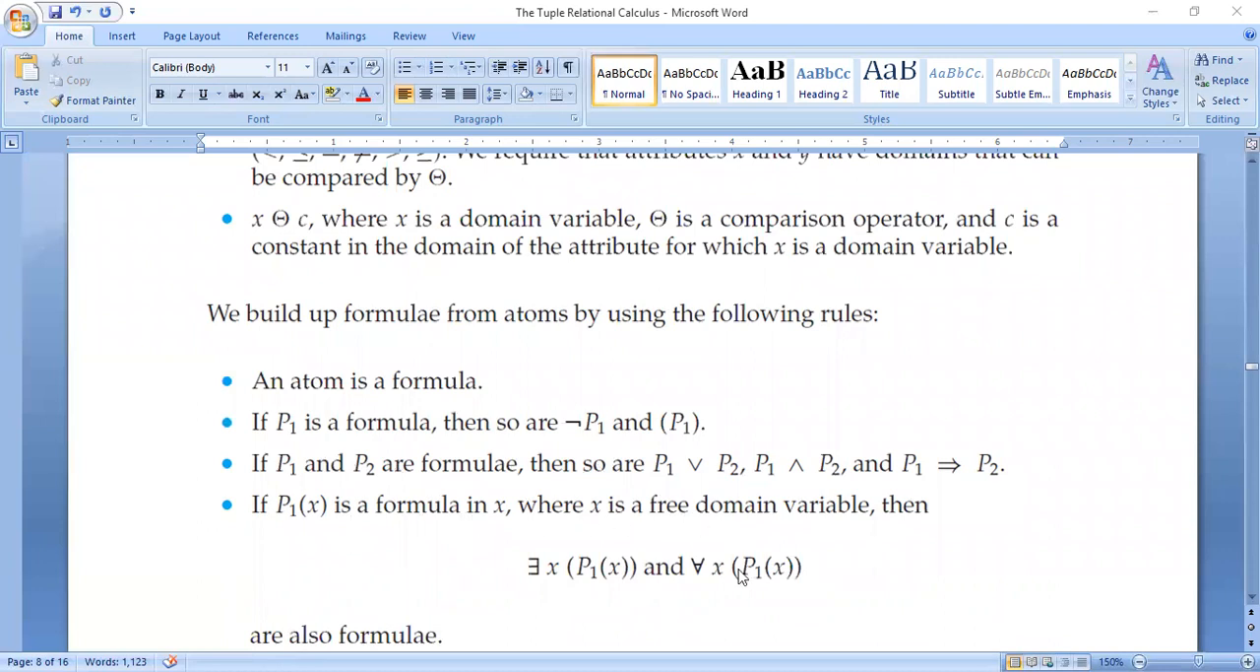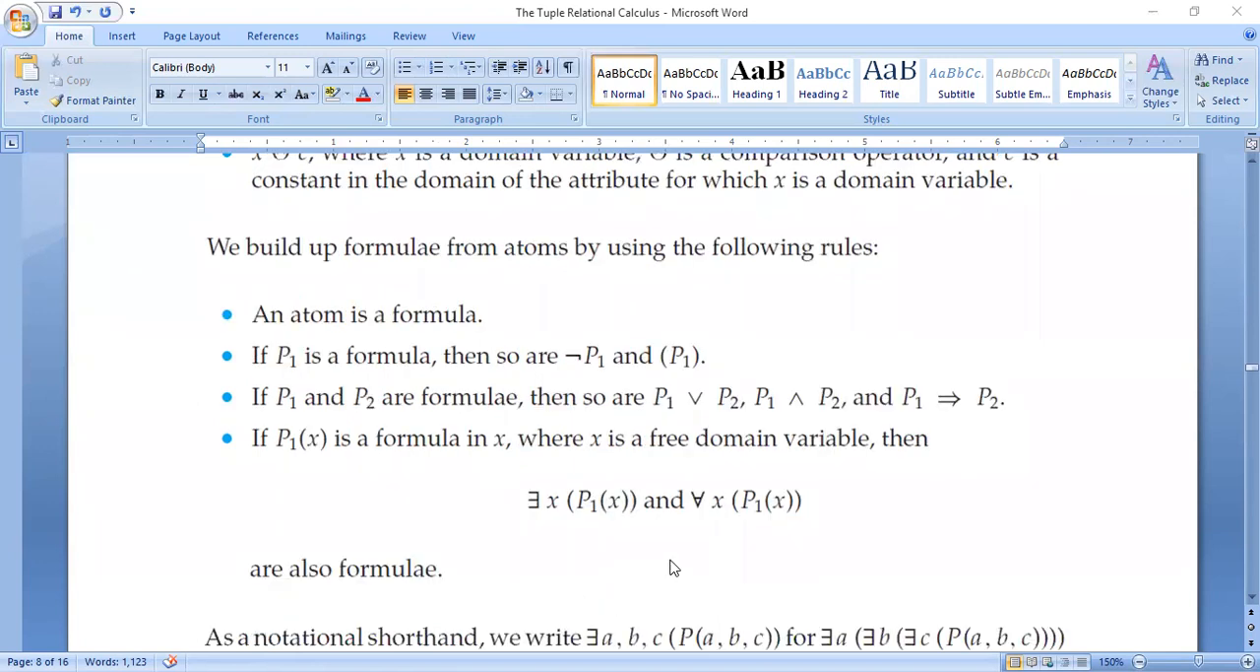So what is a free domain variable? A free domain variable is a variable where we do not have any restriction. So if I write P1(x), x here is not attached to any quantifier. So x is a free variable. If x is a free domain variable, then in domain relational calculus we can also write expressions like there exists x in P1(x) and for all x in P1(x). These are also two different formulas which can be written.